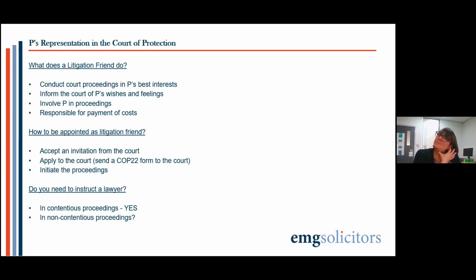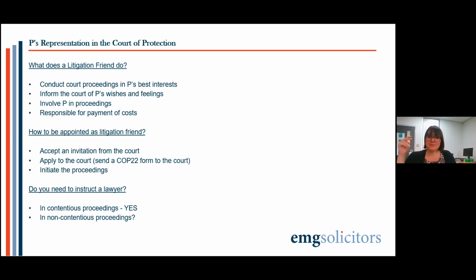Everything that P would do themselves in court proceedings if they had capacity to do so. So that is conducting the court proceedings. It's really a twofold role. One is to conduct the court proceedings in P's best interests, and the other is to make sure the court is aware of what P's wishes and feelings are.